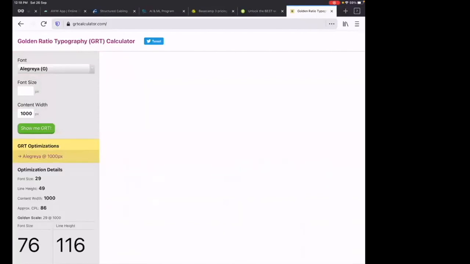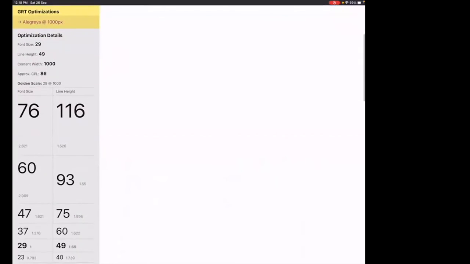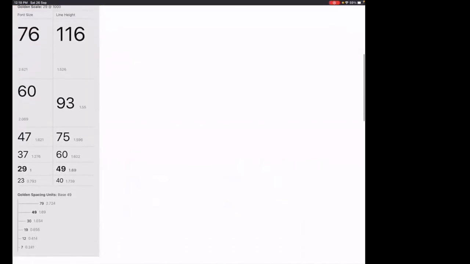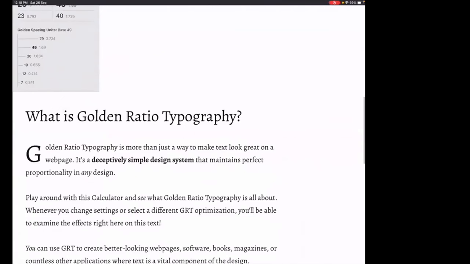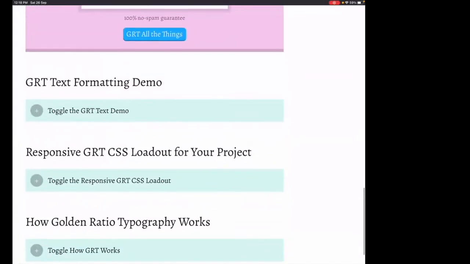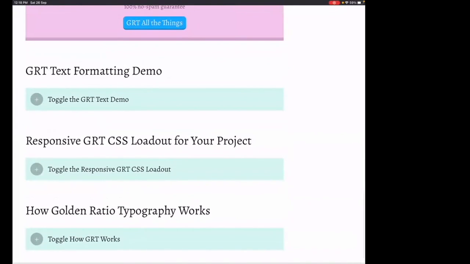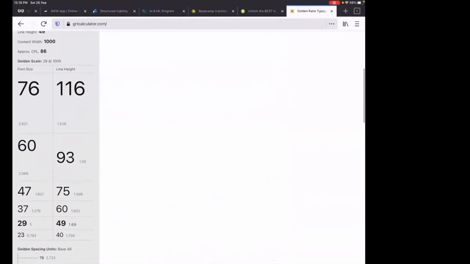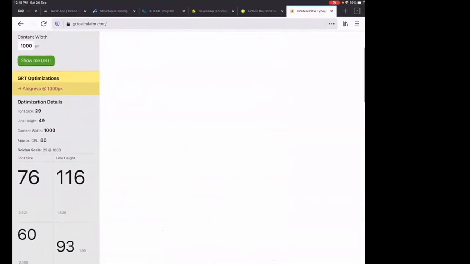There you go. It's showing me that the ideal font size for 1000 should be, if you're talking about headlines, 76, and line height should be 116. And if you're looking at body copy, it will be 23 and 40. And this is how it should look. Okay. It not only does this, it also gives you the CSS for the whole thing. So it makes matters very, very simple and easy for the designer.